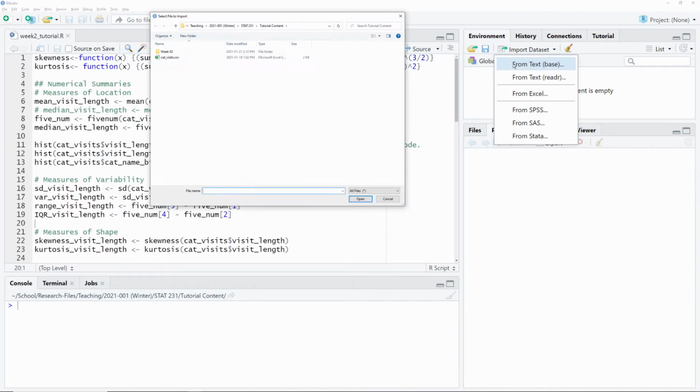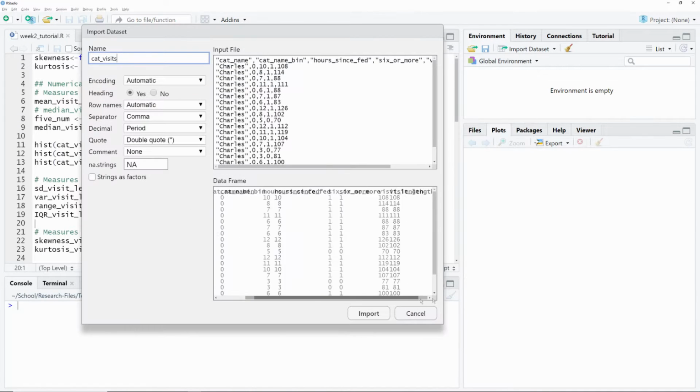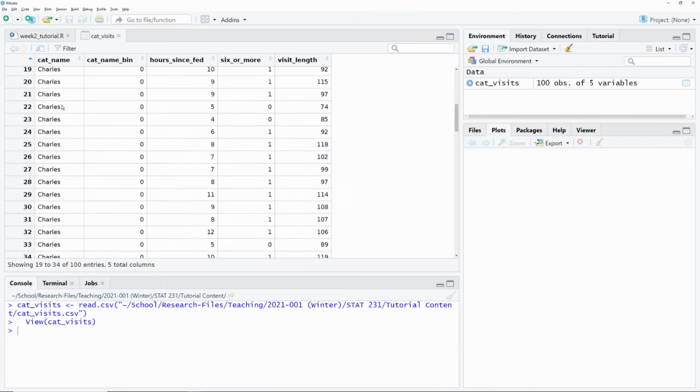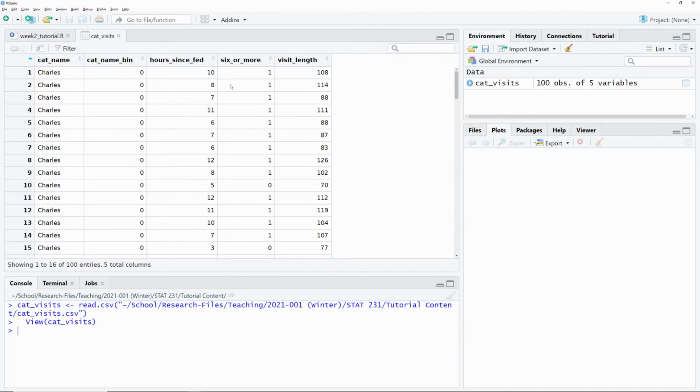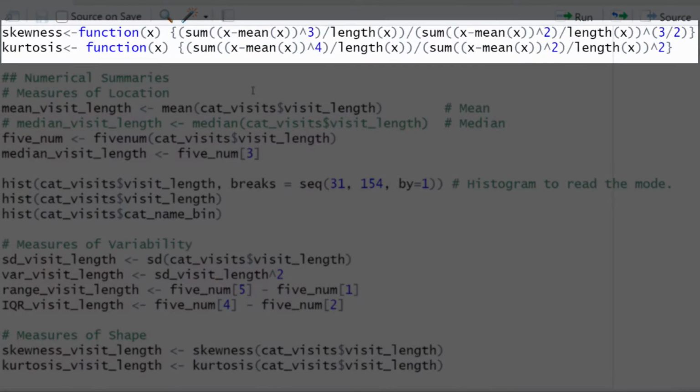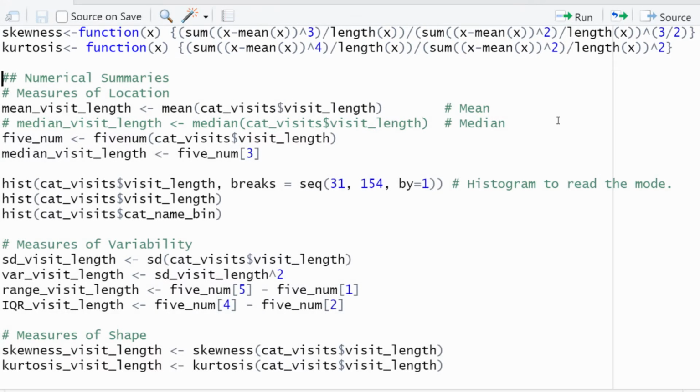First, we have to load the data into RStudio. If you're not sure how to do this, take a look at the module posted on Mobius. Once the data are loaded, let's also make sure that we have the skewness and kurtosis functions defined. These were given in the assignment 1 folder and will need to be run once per session.